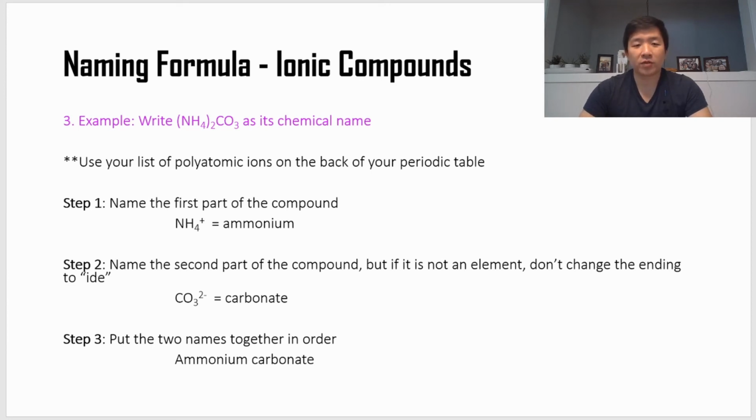Second part of the compound, we have CO3. That is not a single element, and so we're not going to change the ending to -ide. Rather, if you're using the polyatomic ions at the back of the periodic table, they're good. You just use them as is. So CO3 2- is carbonate, and when you put the two together, you get ammonium carbonate.